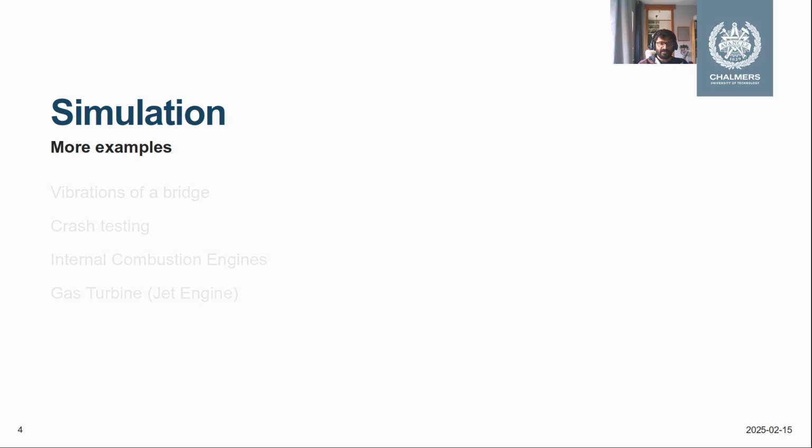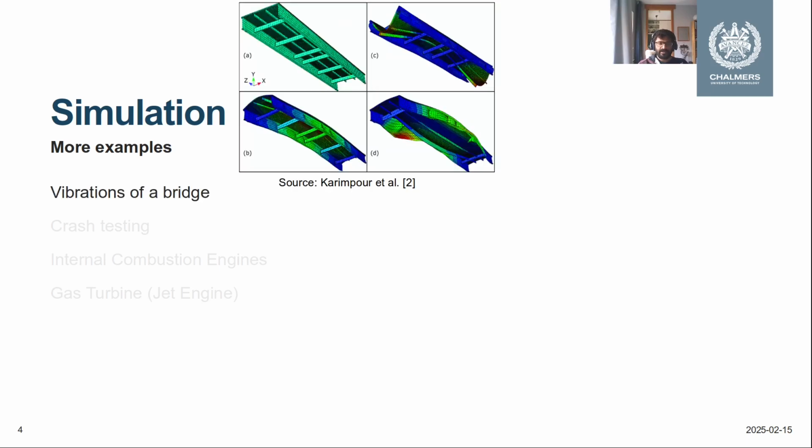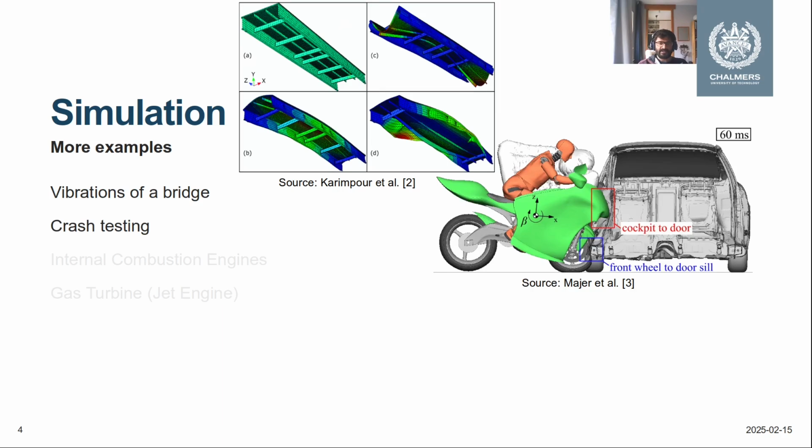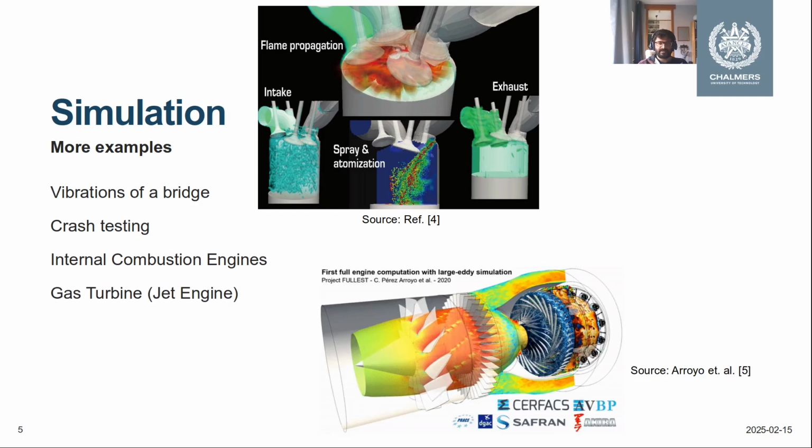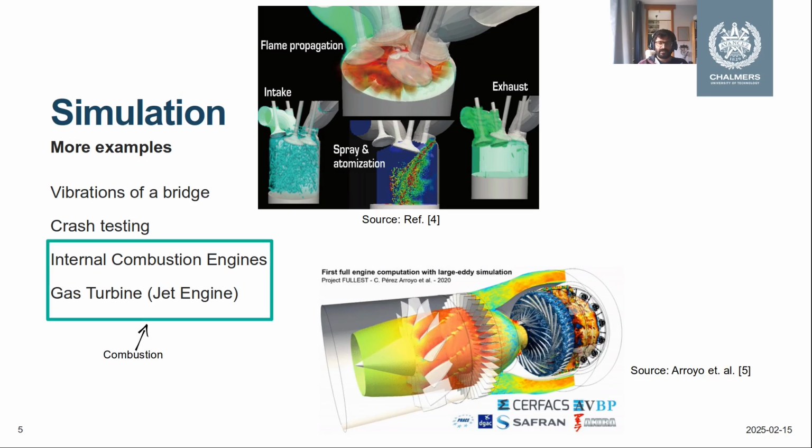Some more examples of simulation. We can estimate how a bridge section would deform and vibrate. Virtual crash testing, which you can imagine can be done multiple times at various speeds and angles, which is cheaper than running several real crash tests. We can simulate how the flame behaves in an internal combustion engine, and also various other aspects like fuel sprays and mixing of air and fuel. And this example of a rather detailed simulation of a gas turbine. These last two examples are typical use cases for combustion CFD.